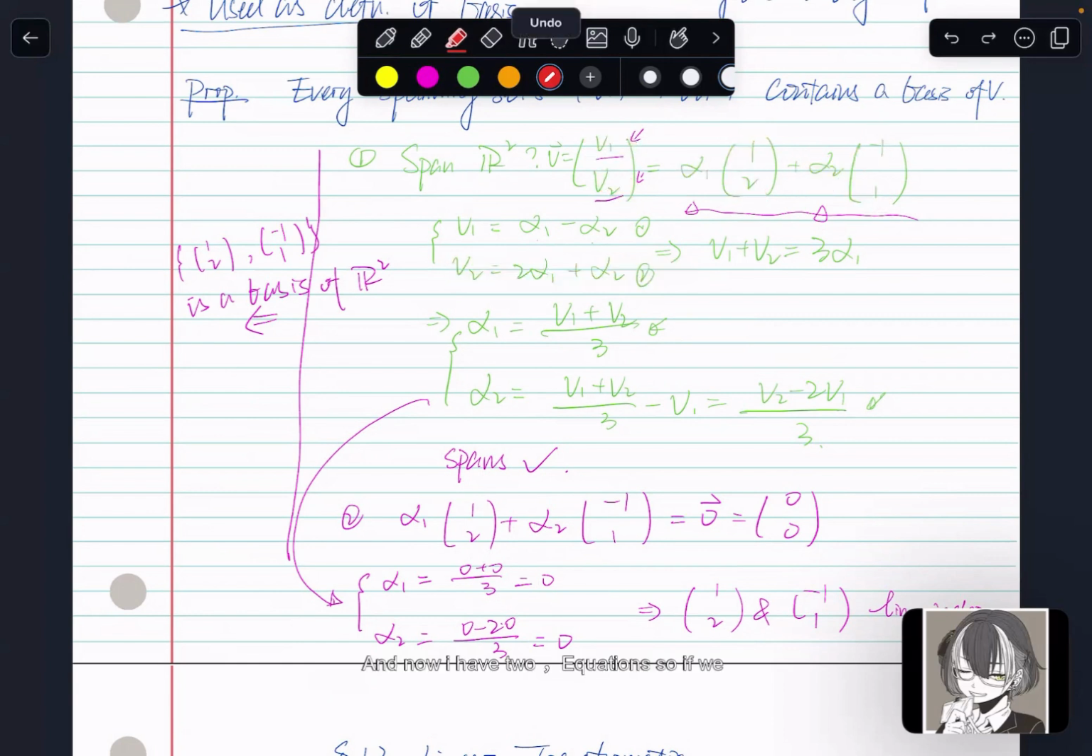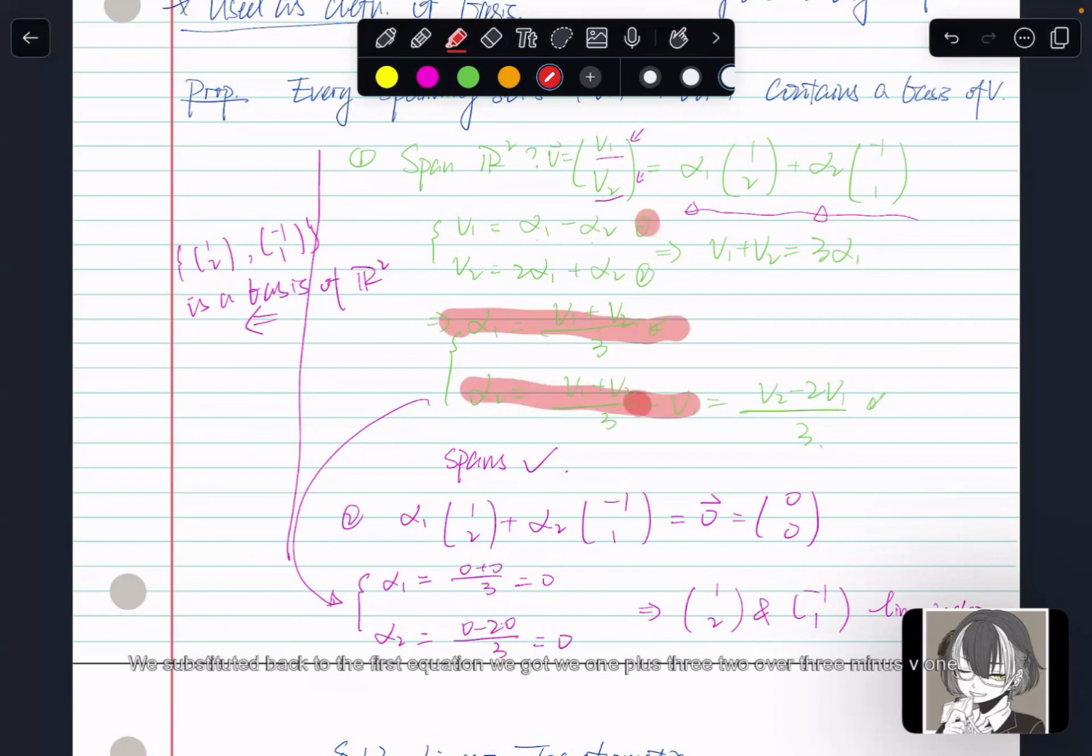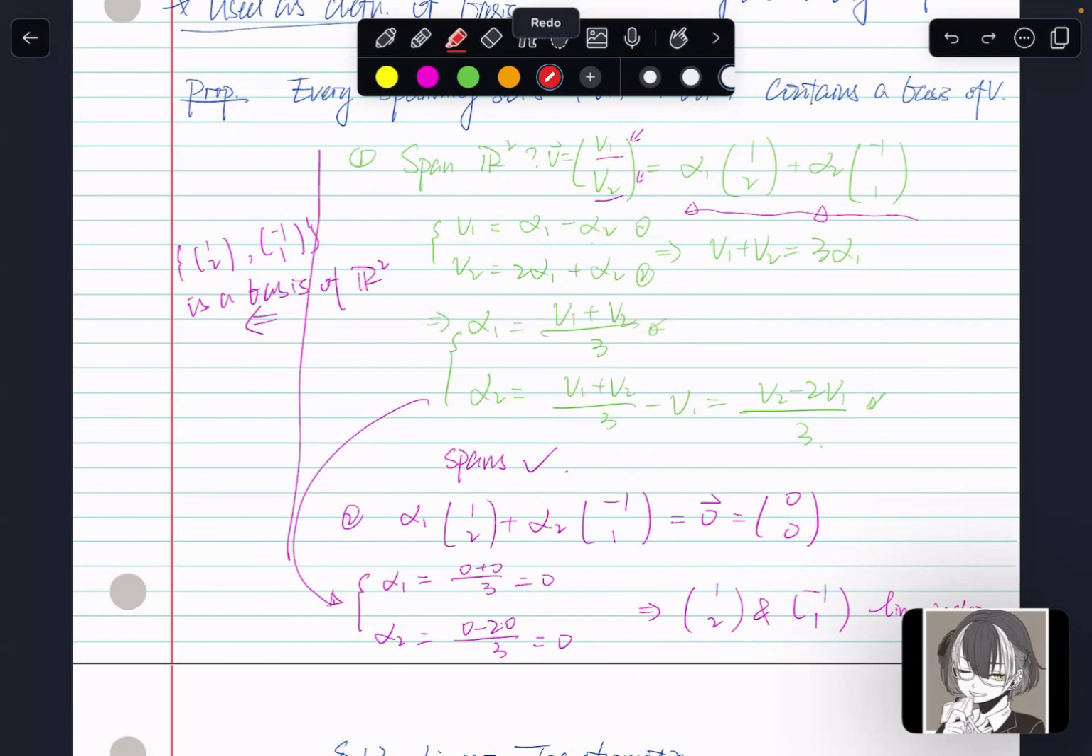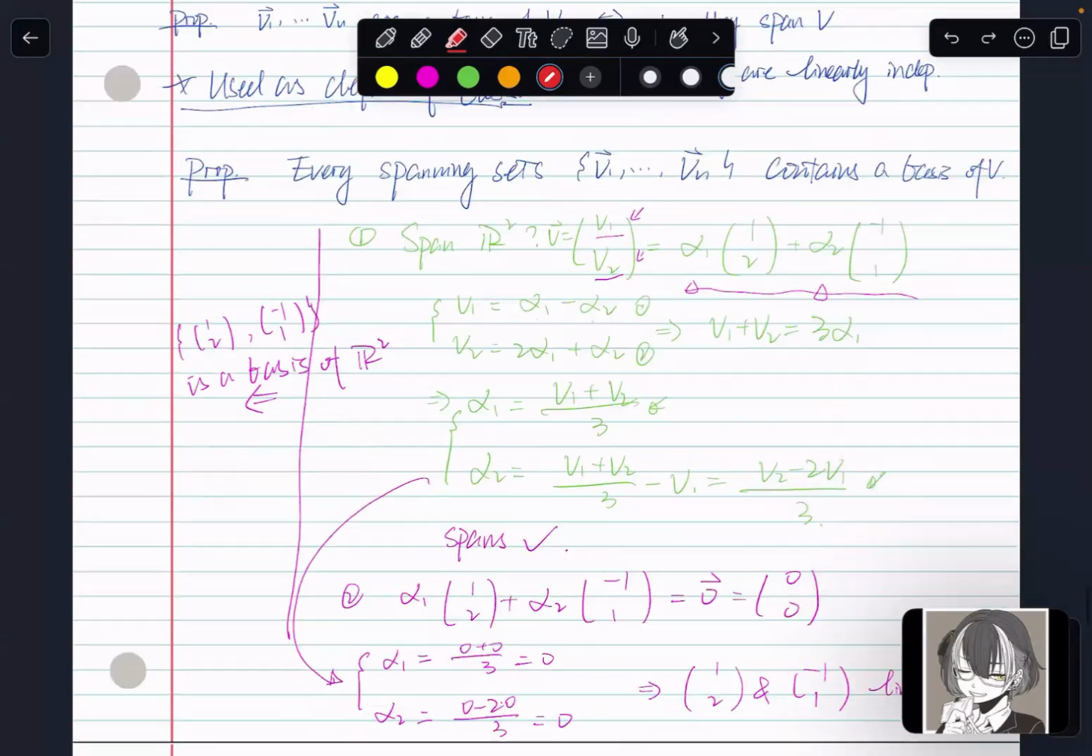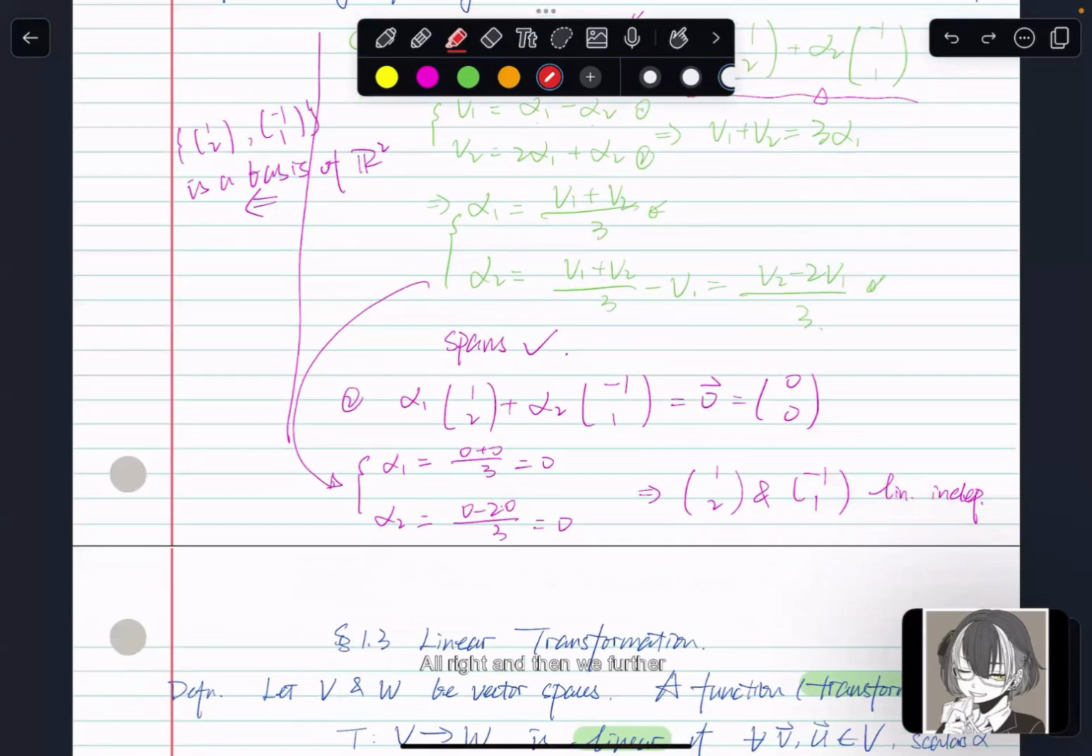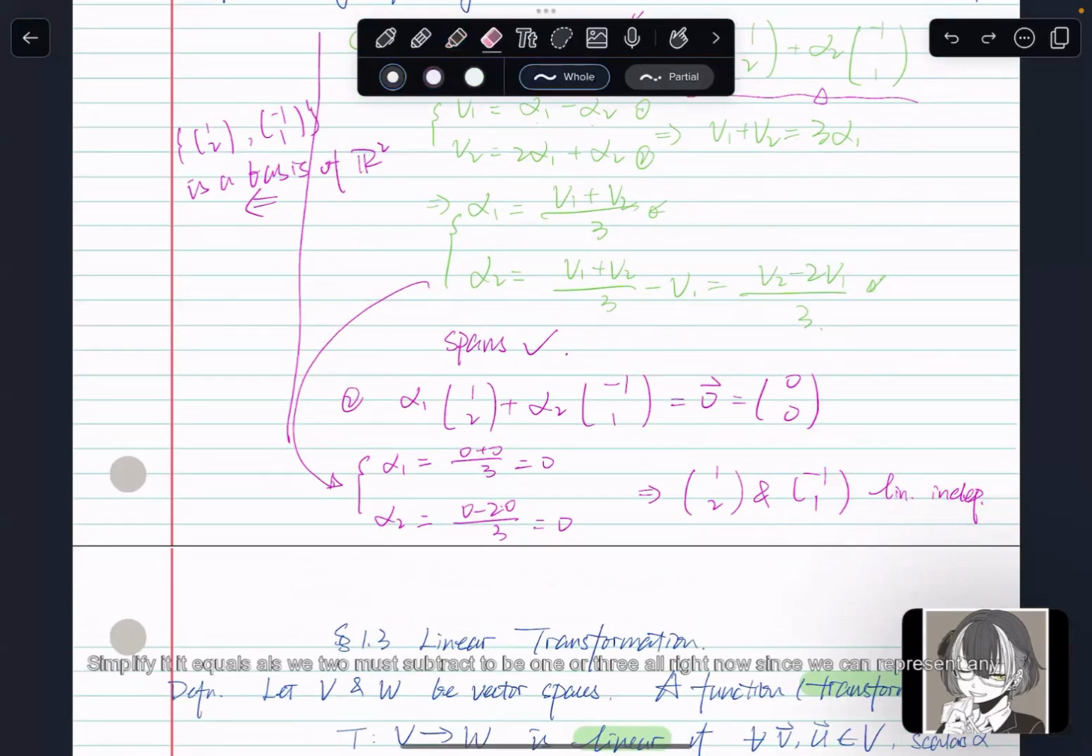Right now, I have two equations. If we just add them together, I get V1 plus V2 equals 3 alpha 1, so alpha 1 equals (V1 plus V2) over 3. For alpha 2, we substitute back into the first equation. We get (V1 plus V2) over 3 minus V1. Then we further simplify it, and it equals (V2 minus 2V1) over 3.